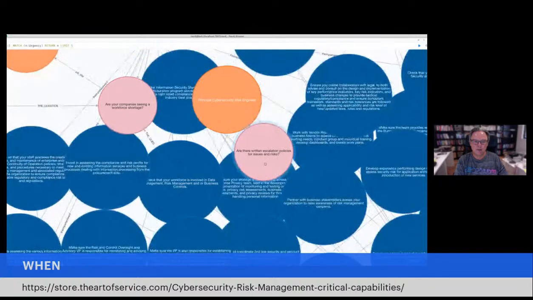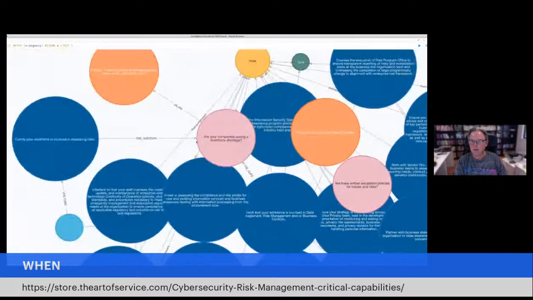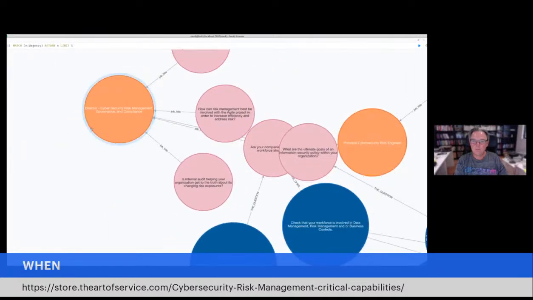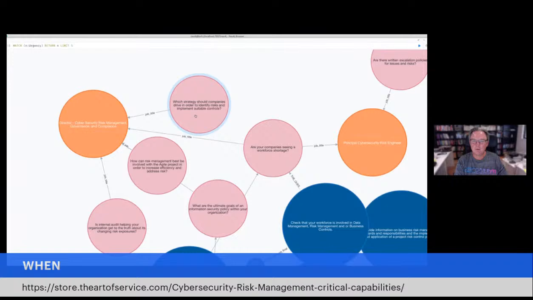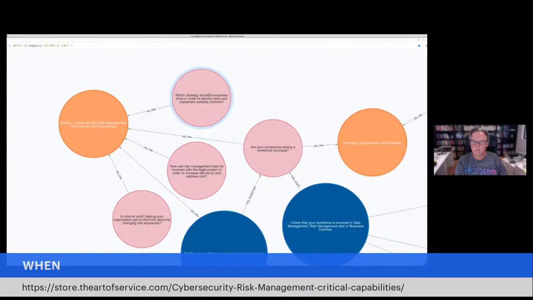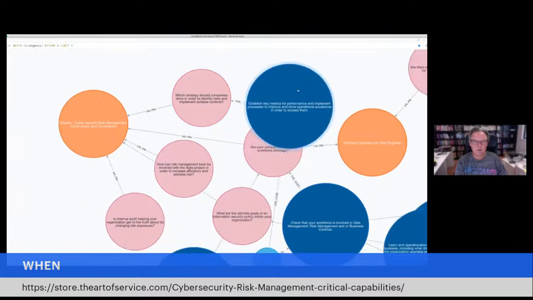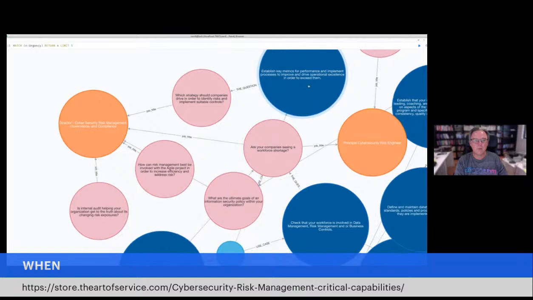Are there written escalation policies for issues and risks? And here, the director, pretty busy guy. Which strategy should companies drive in order to identify risks and implement suitable controls? If I double click on that one, that's the answer I'd be looking for: establish key metrics for performance and implement processes to improve and drive operational excellence in order to exceed them. And that's something that the director should control.